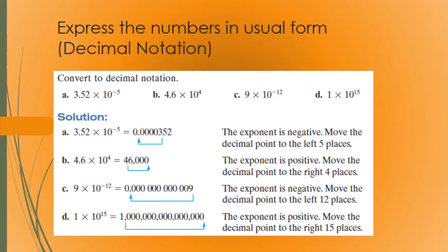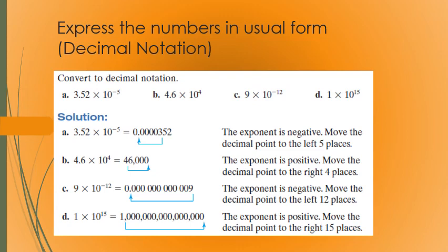Already one decimal is there, so we place 4 more zeros. So 3.52 into 10 raised to the power of minus 5 is the same as 0 point followed by 4 zeros and 352. Let's see question B. It is 4.6 into 10 raised to 4. The exponent given here is positive. You have to move the decimal point to the right by 4 places. So it is changed to 4.6 followed by 3 zeros.